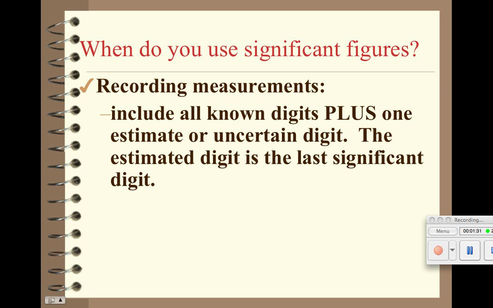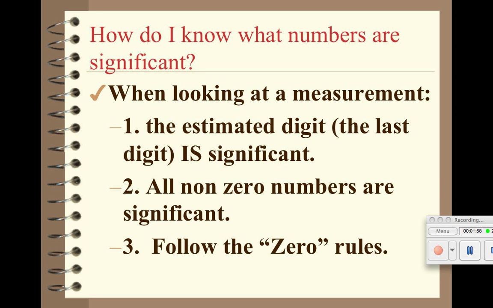But when we're recording measurements, we include all of the known digits, the ones that we can actually read off of the instrument, plus one estimate or uncertain digit. The estimated digit becomes our last significant digit in our measurement. We also use significant figures when we're doing calculations, and that's what we're going to stress in this set of notes today. We're going to stress how we calculate how many significant figures we have when we're doing calculations.